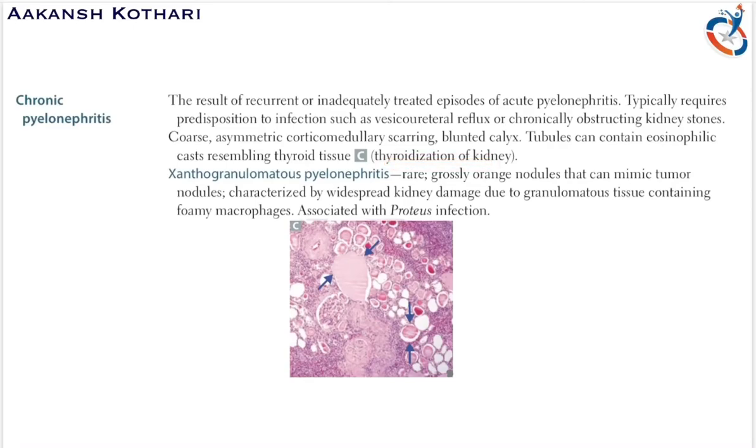Am I clear? Now, there is a rare form of chronic pyelonephritis, that is Xanthogranulomatous Pyelonephritis, which presents like an orange nodule mimicking a tumor. Okay, so it is a case of pyelonephritis which often mimics a tumor and is characterized by widespread kidney damage. Now, due to the presence of granulomatous tissue which contains foamy macrophages, there can be widespread kidney damage. And Xanthogranulomatous pyelonephritis is associated with Proteus infection. Is it clear? So this is all about urinary tract infection.